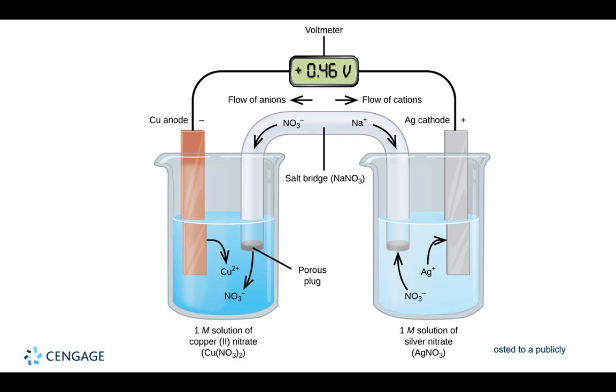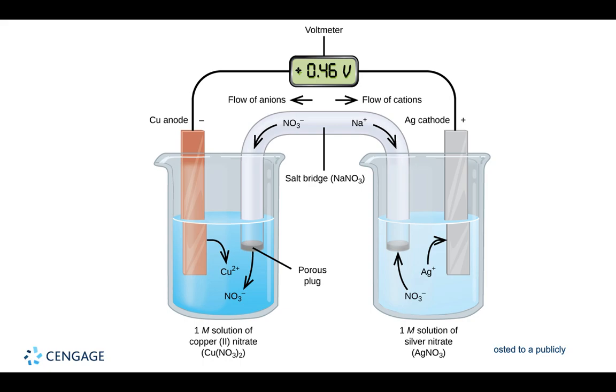So my copper side is my anode, my silver side is my cathode. Electrons are flowing from the copper anode to the silver cathode. Ions are flowing in and out of the salt bridge to help further keep the two beakers equal charge, so you don't get something trying to oppose the flow of electrons.